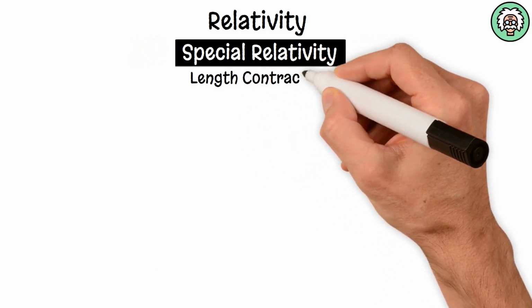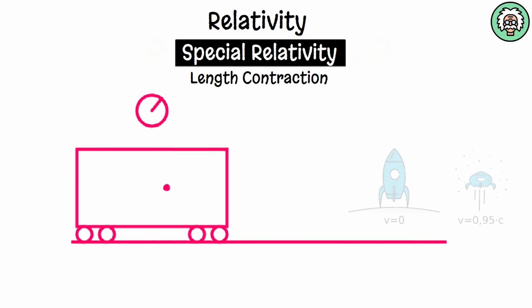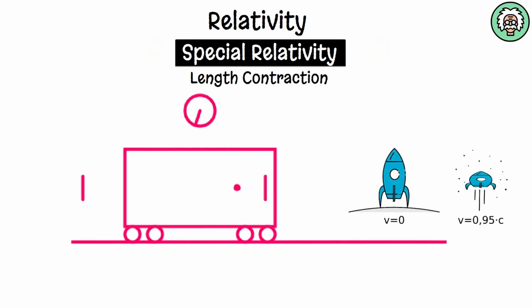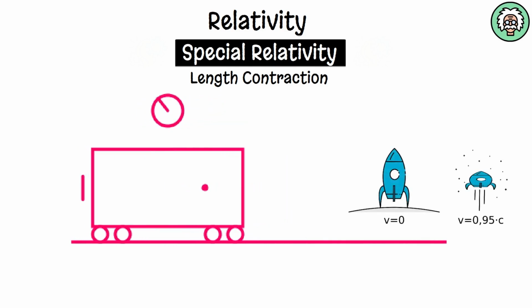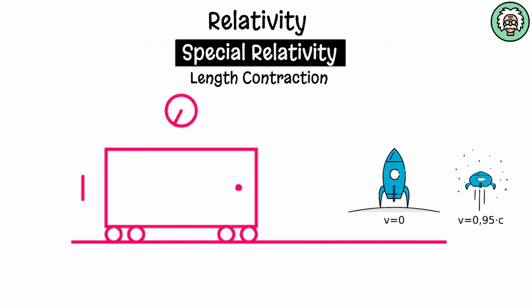Length contraction. Objects moving at high speeds appear shorter in the direction of motion. For instance, if you observe a spaceship traveling close to the speed of light, it would look shorter along the direction it's moving compared to when it's at rest.